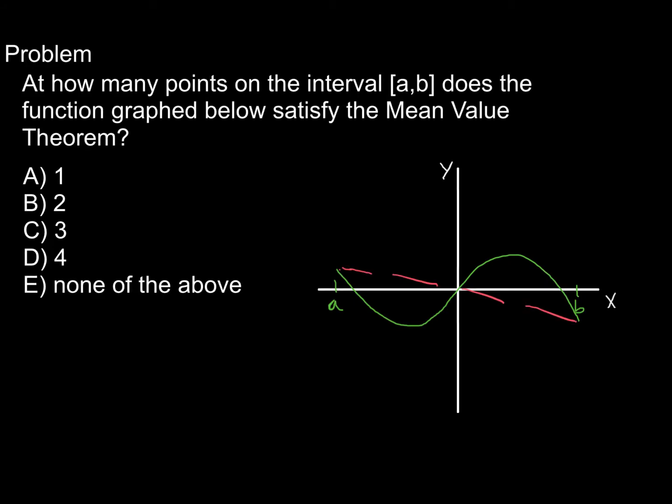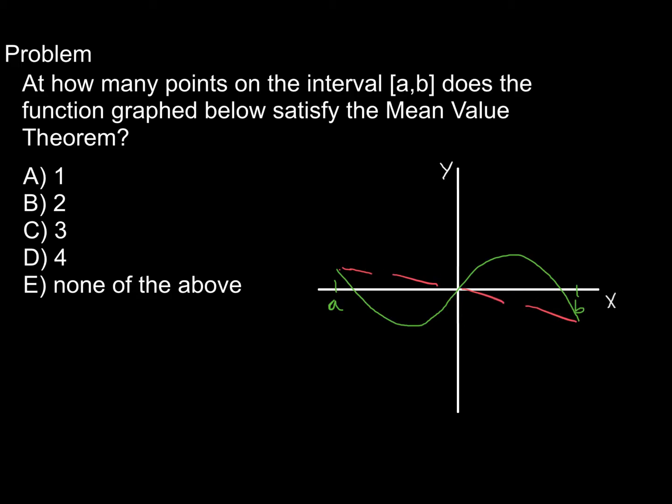Okay, so remembering that the mean value theorem tells me if I have an interval a to b and I look at the average rate of change between that interval, then if there's a continuous function between those 2 points, at least one time on that interval from a to b, the continuous function will have an instantaneous rate of change that is equal to the average rate of change.